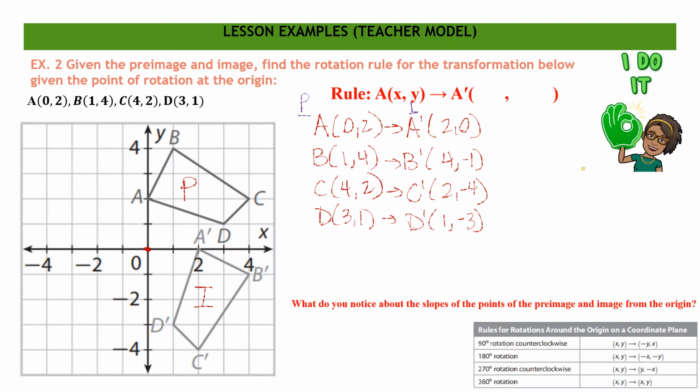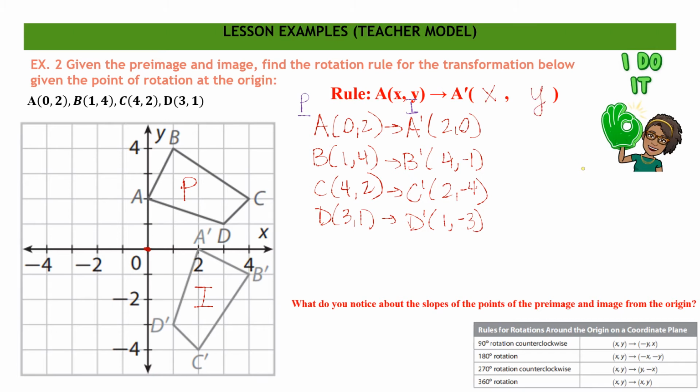So to determine the rule, we have to first look at the pattern that we're seeing from our pre-image points to our image points. So if I notice, I see from A to A prime, the points have switched. My X and Y coordinates have switched. So I can see that same pattern from B to B prime. I see that I have a (1, 4), now I have a (4, -1). I'm seeing some number switching. So we can start off by saying that there's some switch taking place.